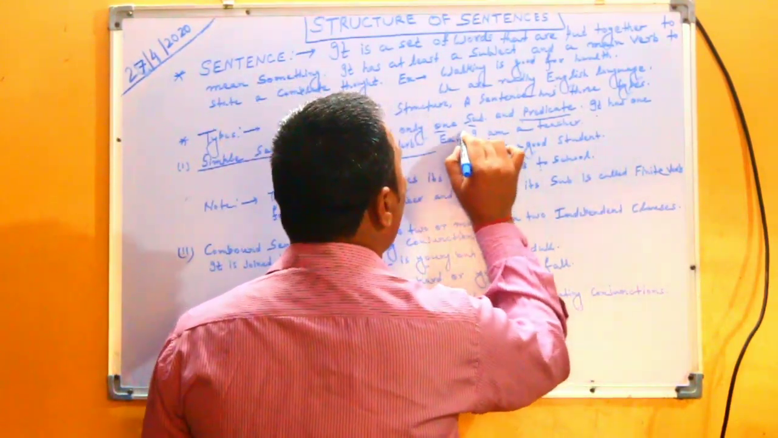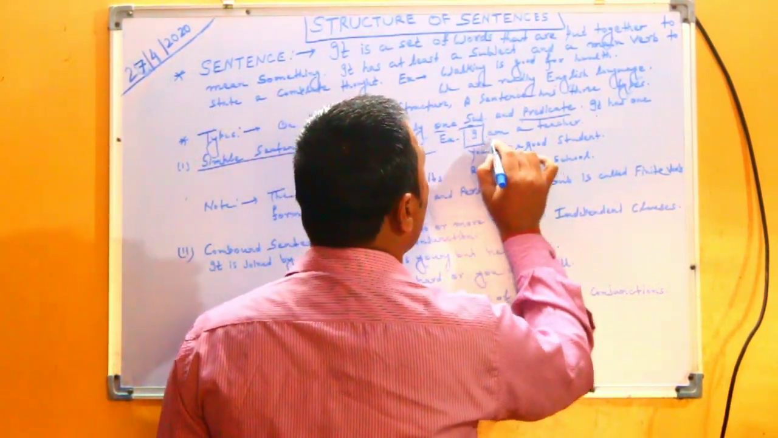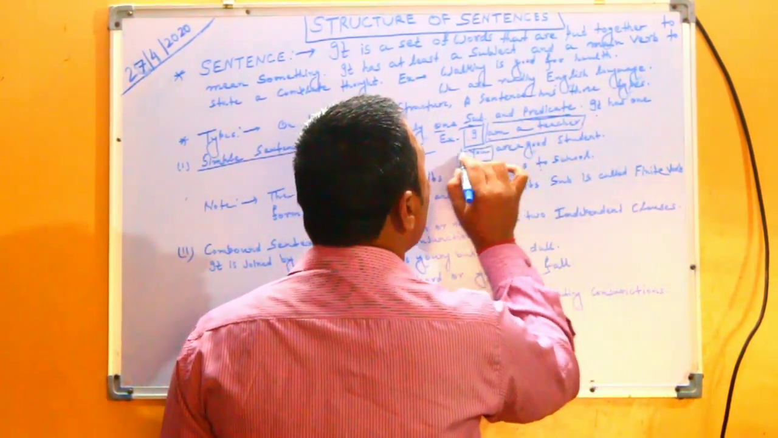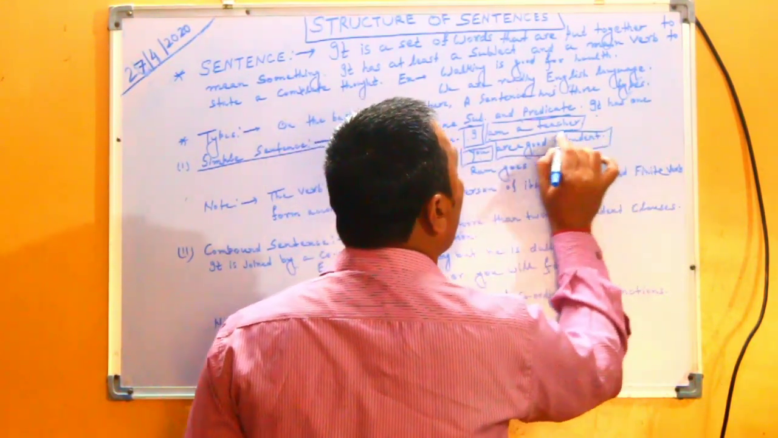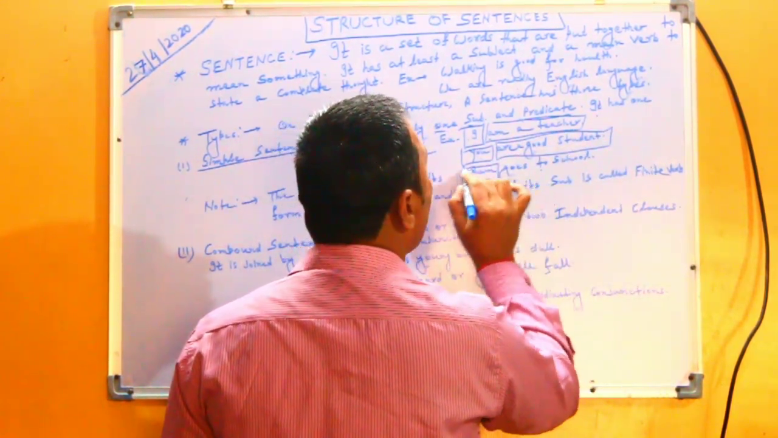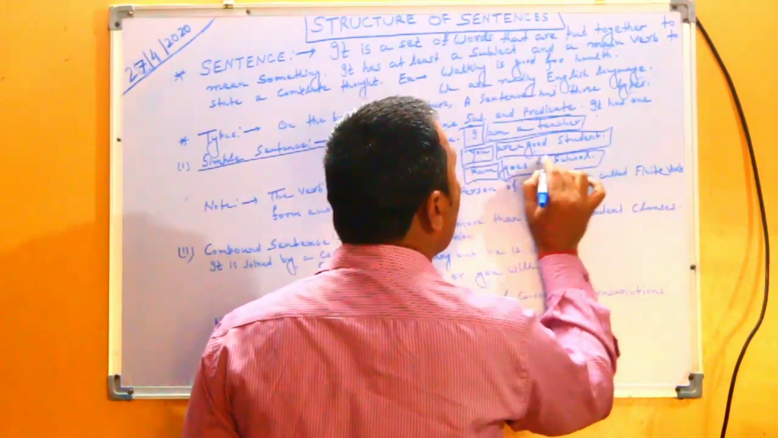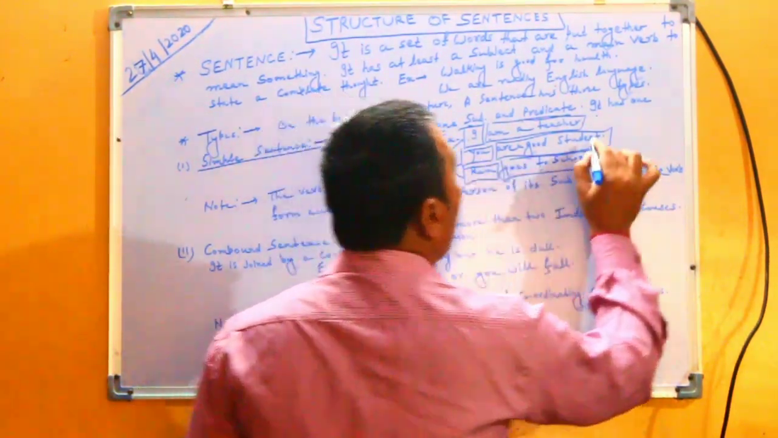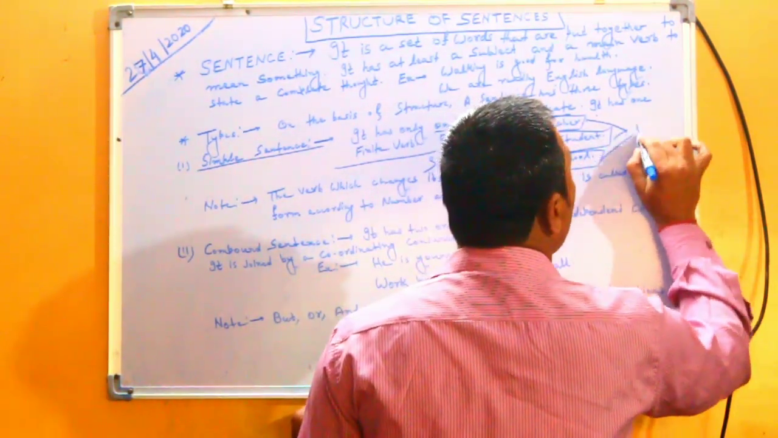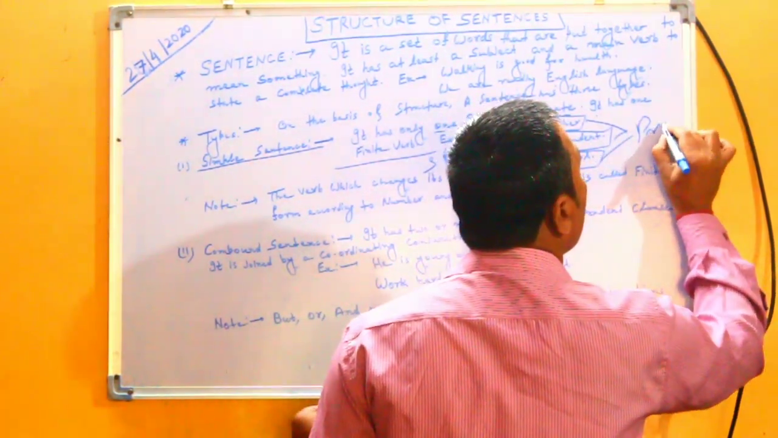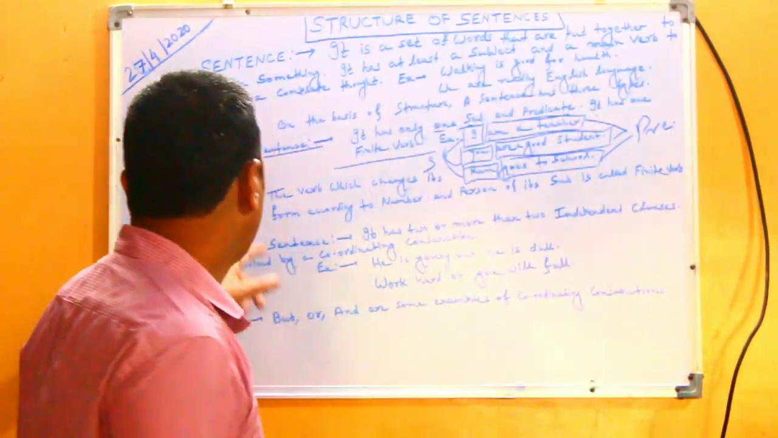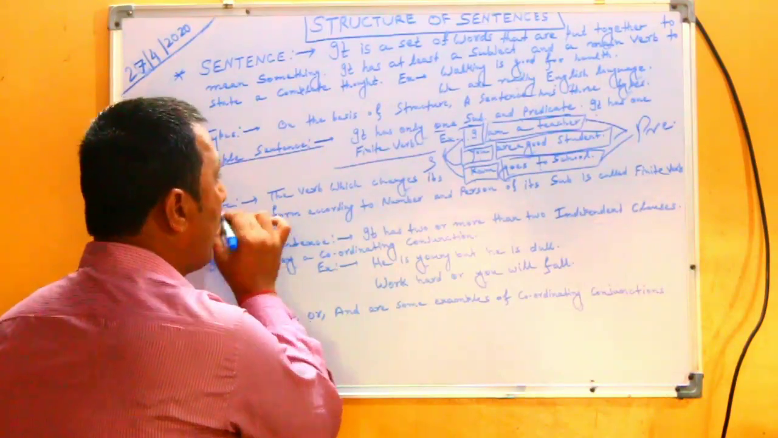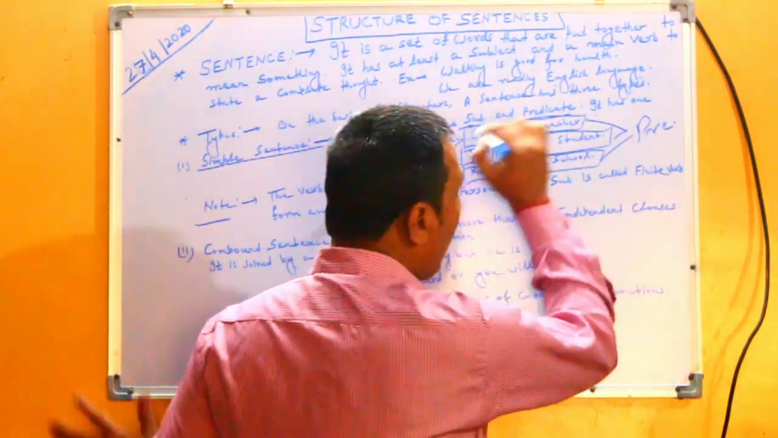Here we are seeing that there is only one subject and one predicate. It is subject, and these all three are predicate. Simple sentence. After simple sentence, we have a note that is about finite verb.